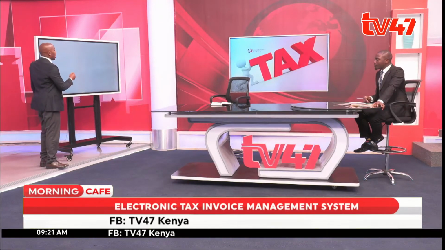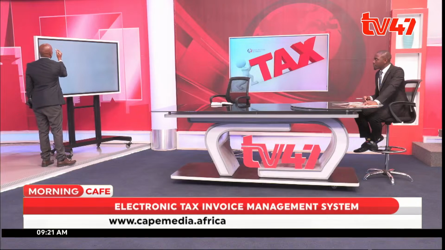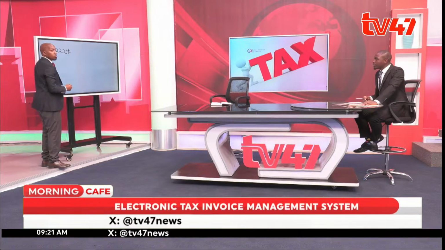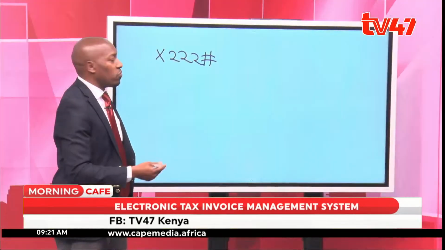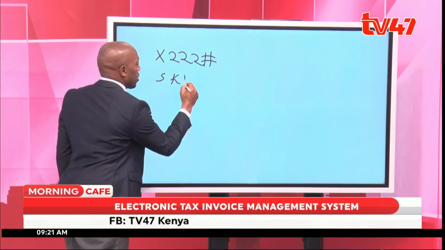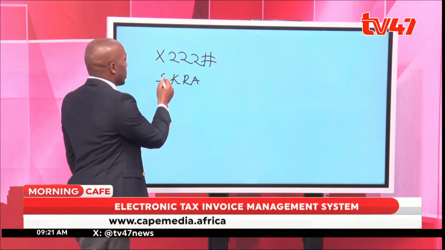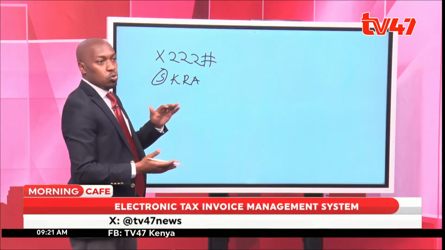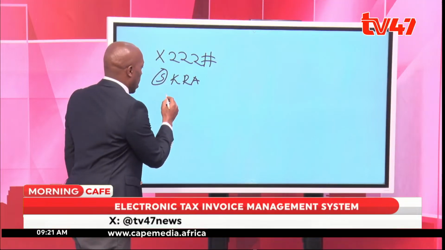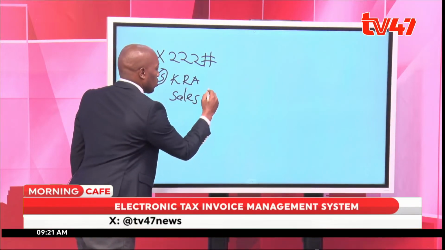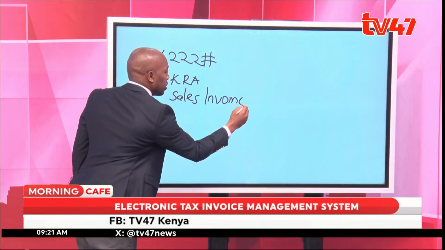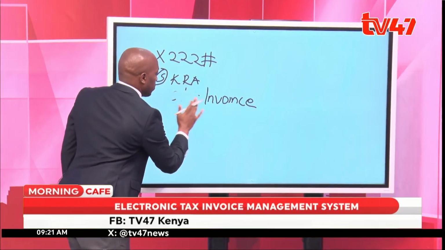If somebody does not have internet, does not have a smartphone, they just need to go to *222, which is now the eCitizen platform where government services are being hosted. Once you dial that, a menu will pop up, and one of the menus, number 5, is KRA. Under that, it will be listed as KRA payments. You'll select option 5, and it will take you to another menu which has a sales invoice, or eTIMS invoice.